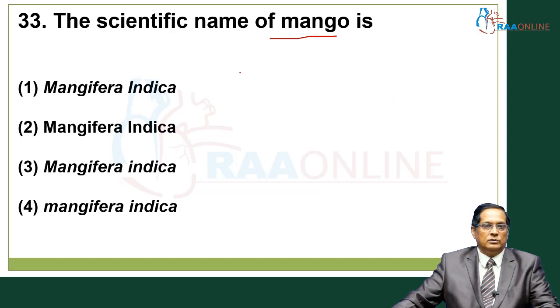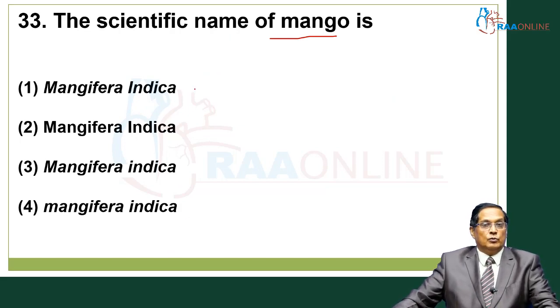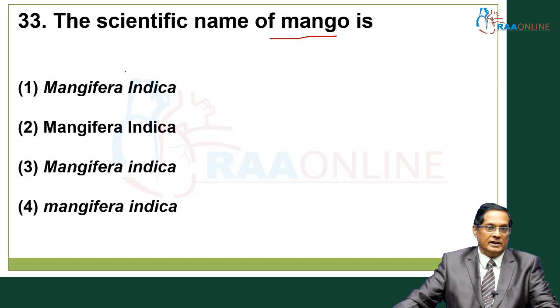Scientific name of mango, all are correct, but the most correct one is which is following the law of binomial. See this one. Here printing is in italic, but species is started with the capital letter, that's why wrong.